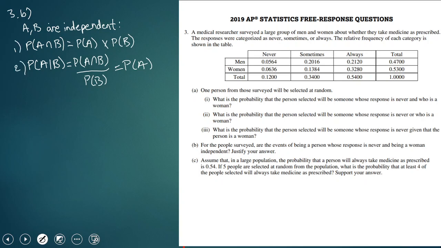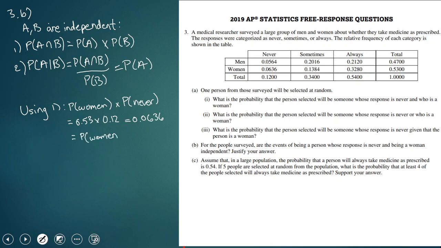say 1 and 2, so using 1, the probability of woman times the probability of never is equal to 0.53 times 0.12, which is equal to 0.0636, which is equal to the probability of woman and never. I started using the set notation just to save space. But using 1, we prove that they are independent. And we could do the same thing with 2, or we can flip 2 to get probability of B given A, and then do the same thing, and we'd still get the same answer.